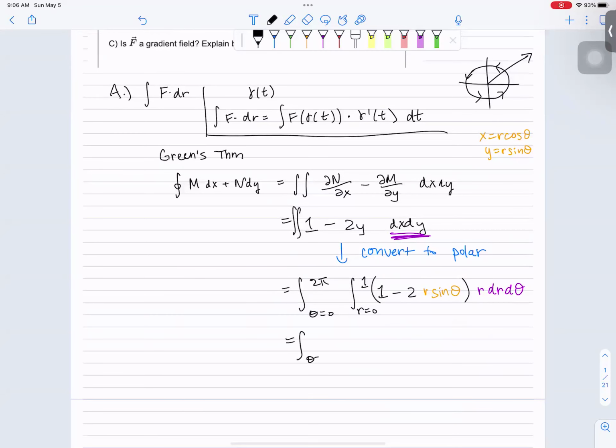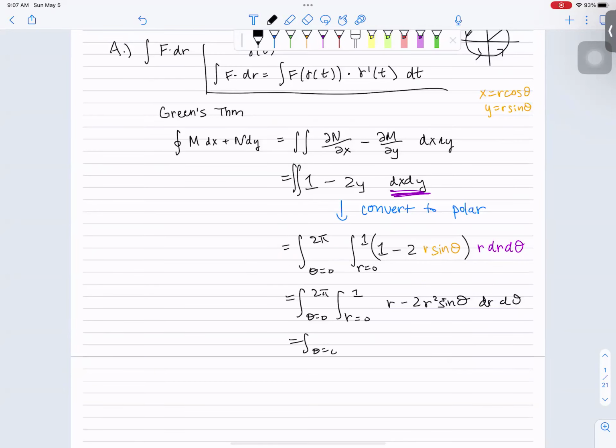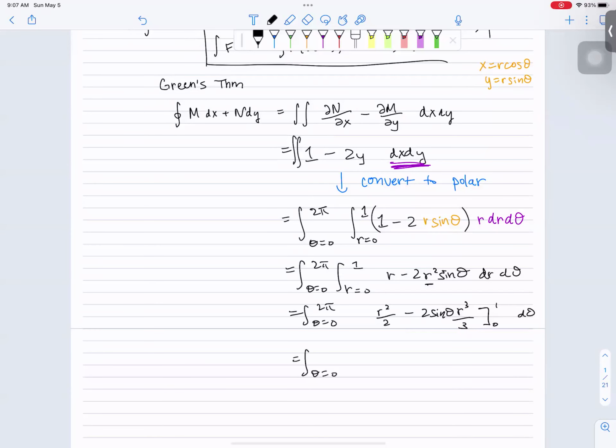If I continue this integration, let me distribute that r out. So I have r minus 2r squared sine theta, dr d theta. I integrate with respect to r, so that I get r squared over 2 minus 2 sine theta times r cubed over 3, from 0 to 1. When I plug in 1, I have 1/2 minus 2/3 sine theta. And when I plug in 0, I get 0.